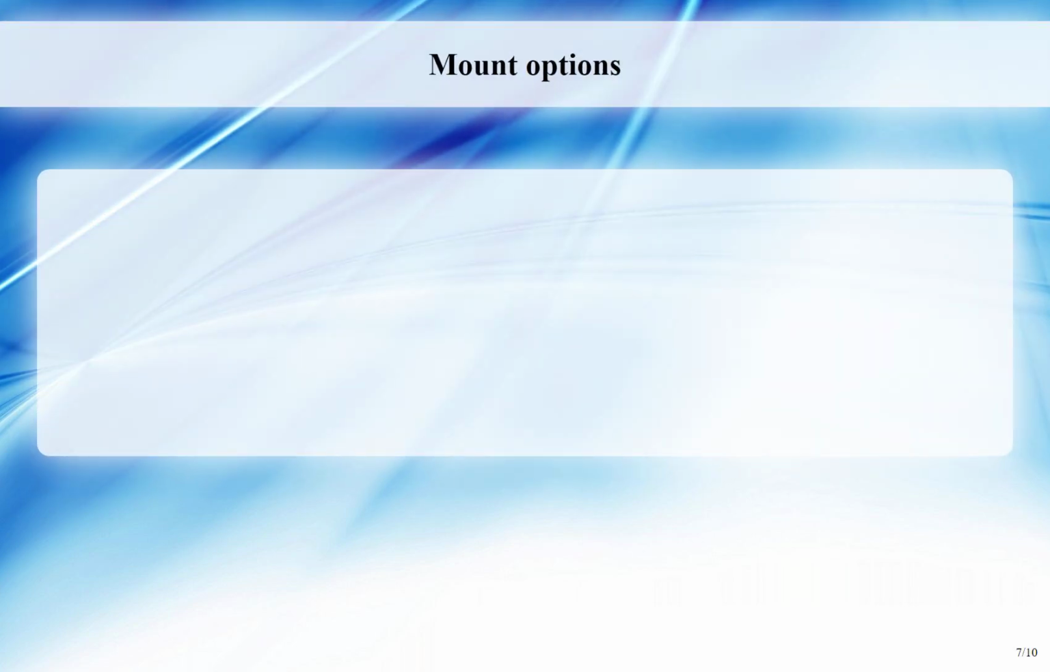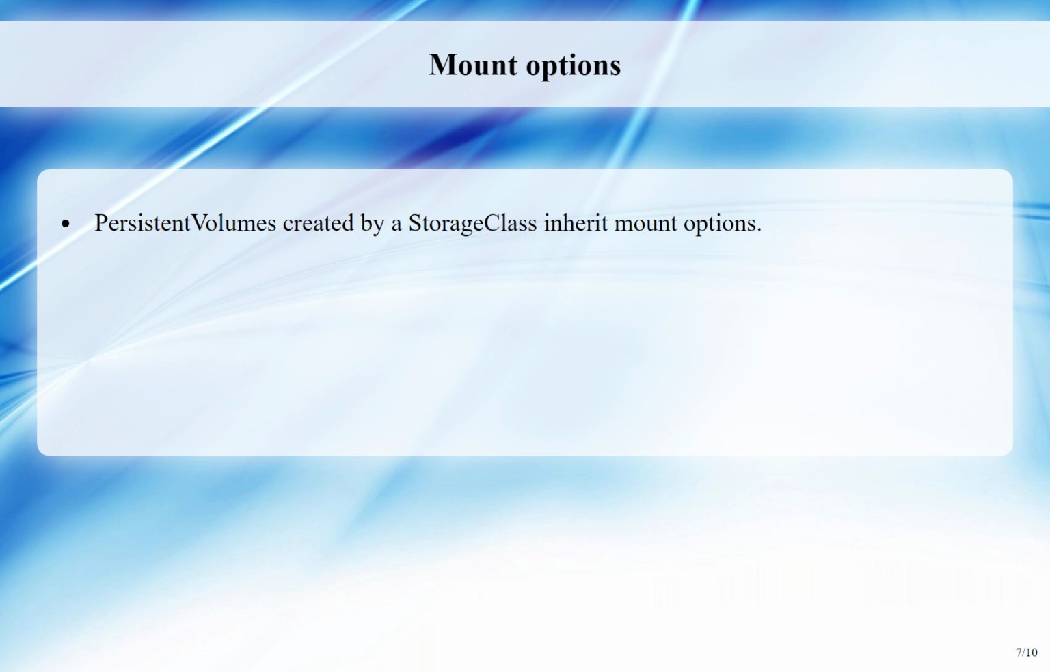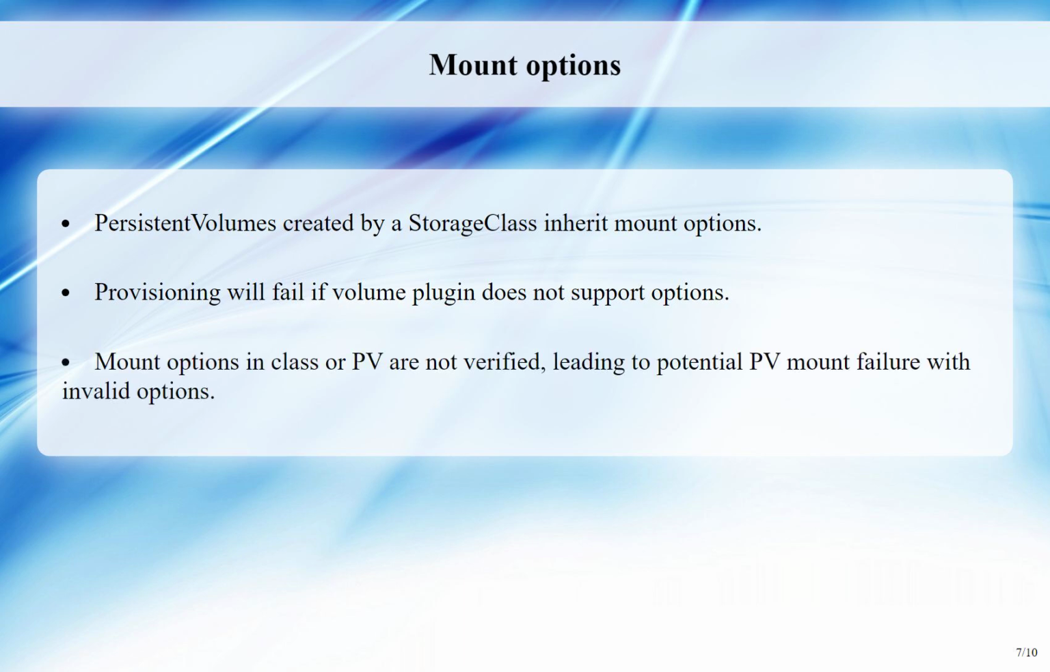Mount options. Persistent volumes dynamically created by a storage class will inherit mount options specified in the class's mountOptions field. If the volume plugin does not support these options, provisioning will fail. Mount options are not verified in the class or PV, so if an invalid option is specified, the PV mount will also fail.